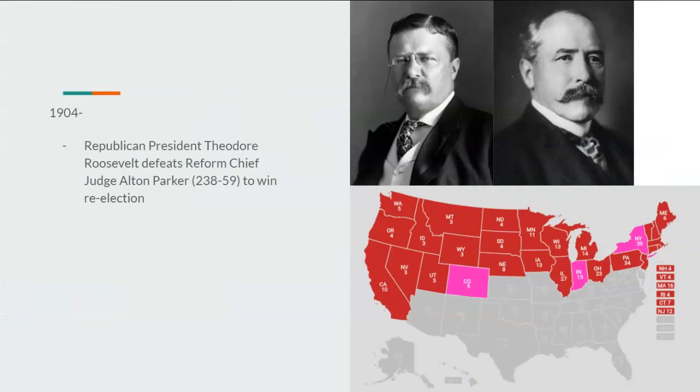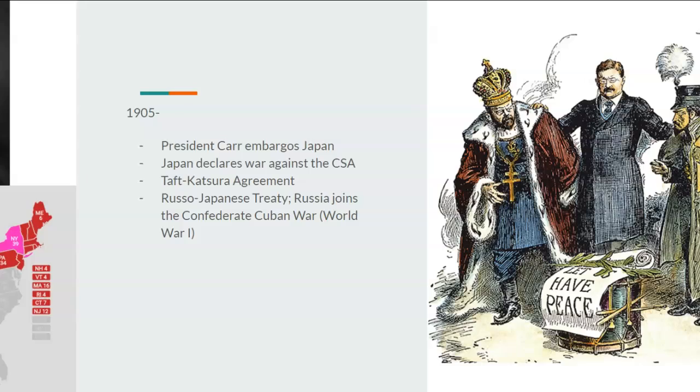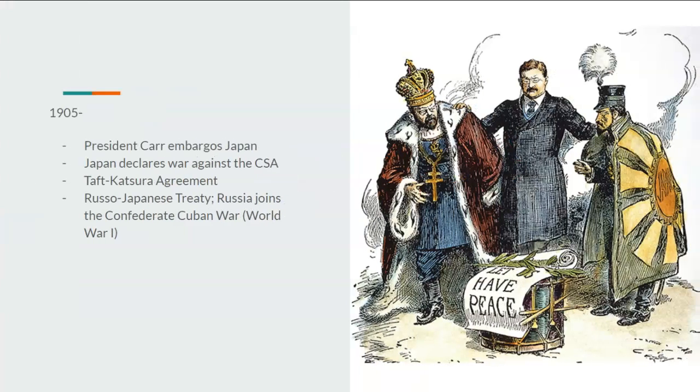In 1904, the only major thing was the 1904 U.S. presidential election, as Republican President Theodore Roosevelt defeats Reform Chief Judge Alton Parker, 238 to 59, to win re-election in a landslide. So there you go.